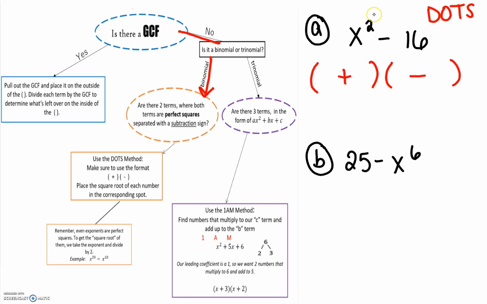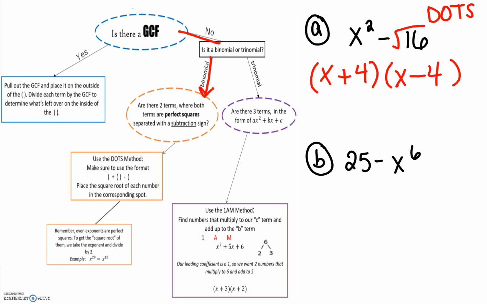Remember, if it's an even exponent, it is a perfect square. To get the square root of it, we just take half of it. So 2 divided by 2 is 1. So we have x and x, and then the square root of 16 is 4.